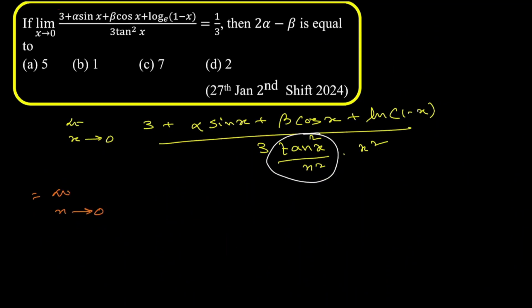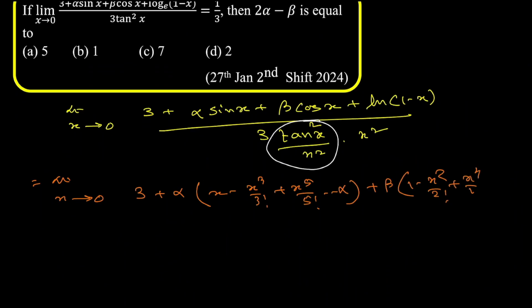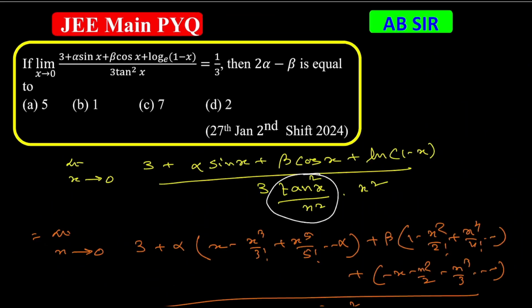Limit x tends to 0. I am using the series formula directly. So 3 plus alpha sin x, the series of sin x is x minus x cube by 3 factorial plus x to the power 5 by 5 factorial up to infinity, plus beta cos x, 1 minus x square by 2 factorial plus x to the power 4 by 4 factorial and so on, plus log of 1 minus x, which is minus x square by 2 minus x cube by 3 and so on, total divided by the denominator x square. Remember, everybody, the denominator is x square and the limit is 1/3.